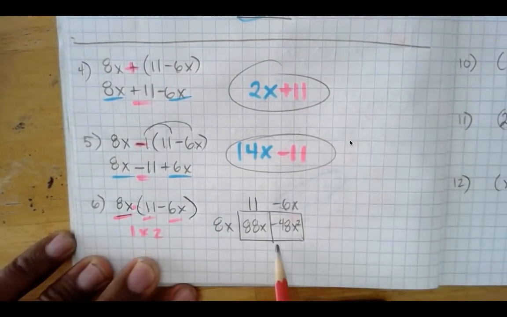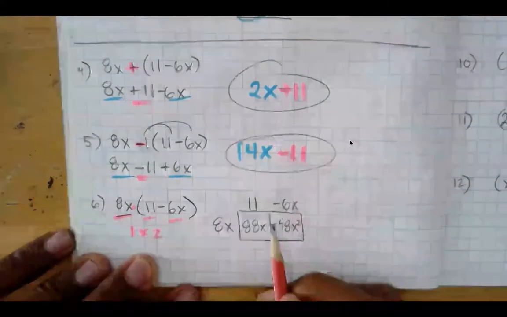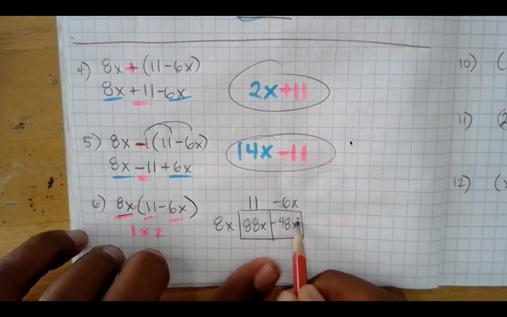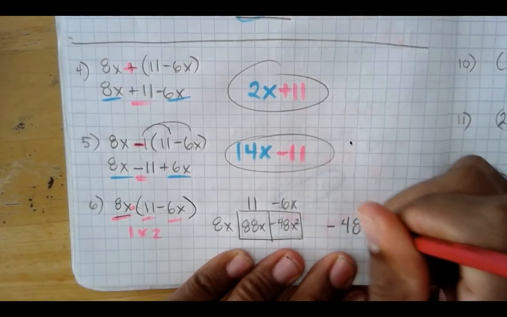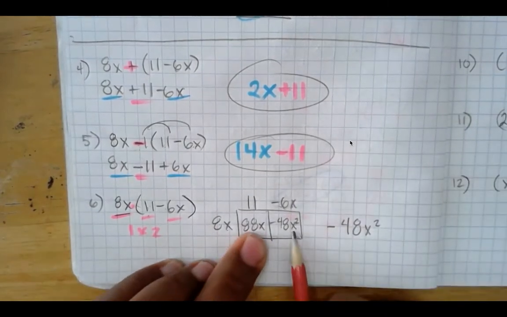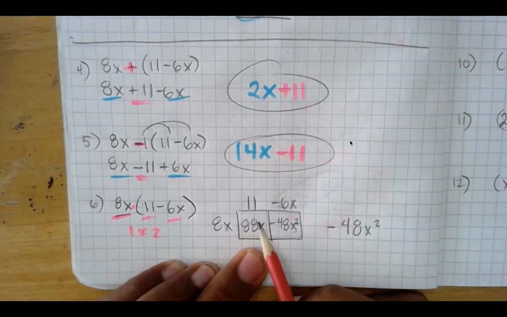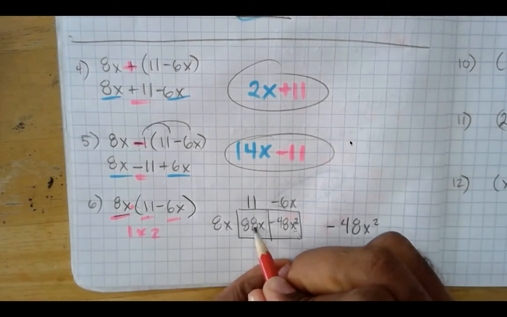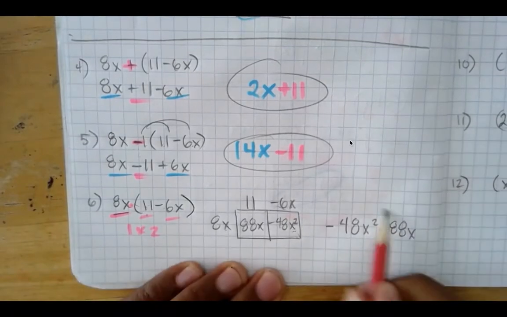All right, so what I'm going to actually do here is write this in standard form. And remember, from the last packet, I told you standard form means you write the highest exponent first. So I'm going to write negative 48x squared. And remember, these are not like terms. I do not add or subtract these because this one has a square and this does not, not the same exponent. And this 88 is positive, so I'm going to write plus 88x.